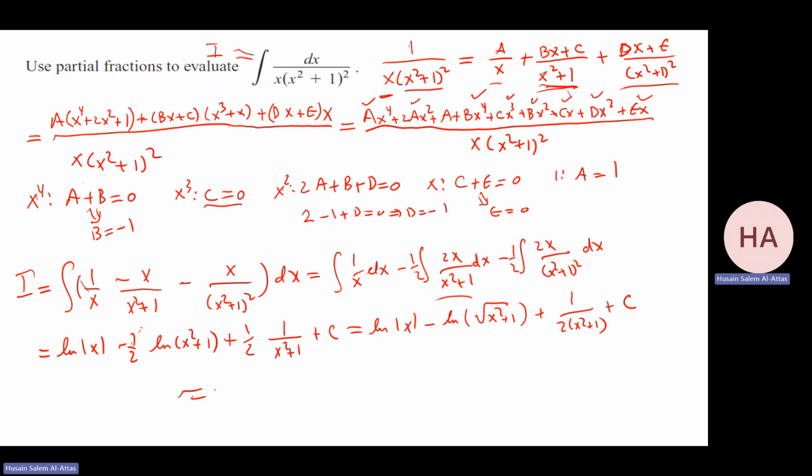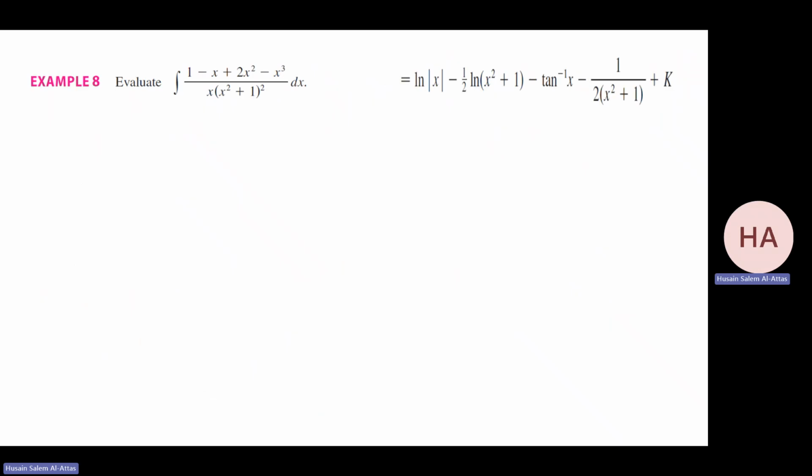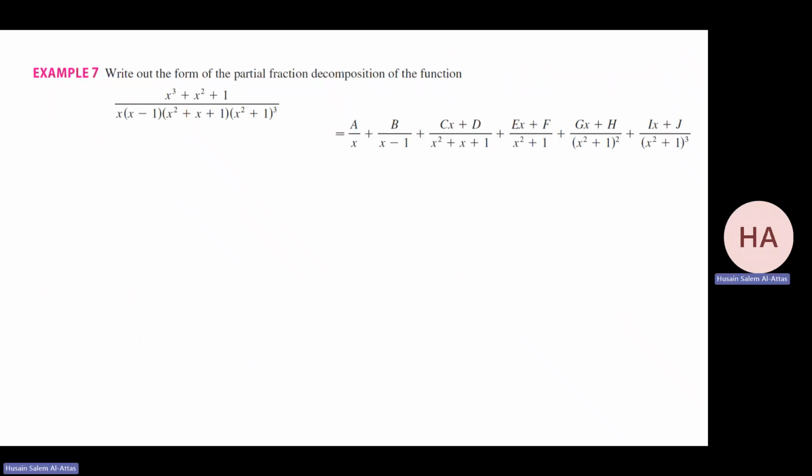So these things I can change into a quotient. It's absolute value of x over square root x squared plus 1 because of the log property, plus 1 over 2 x squared plus 1 plus c. And I'm doing this because this is the answer I have. Where is the answer? Ln absolute value of x over square root x squared plus 1 plus 1 over 2 x squared plus 1 plus c. Yes, great.